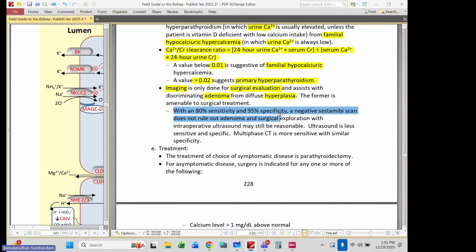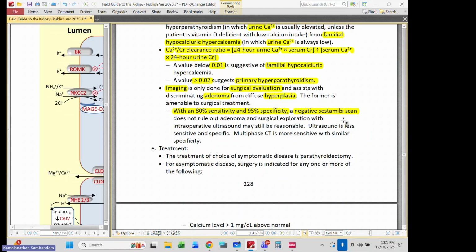Now, these are not perfect tests. Just because you have a negative sestamibi scan doesn't mean you're not dealing with primary hyperpara. Many people don't realize that. They say, oh, I'm at my wit's end. But you can say, well, the sensitivity of a sestamibi scan is only 80%. So some patients with a negative sestamibi still go to the OR, right?